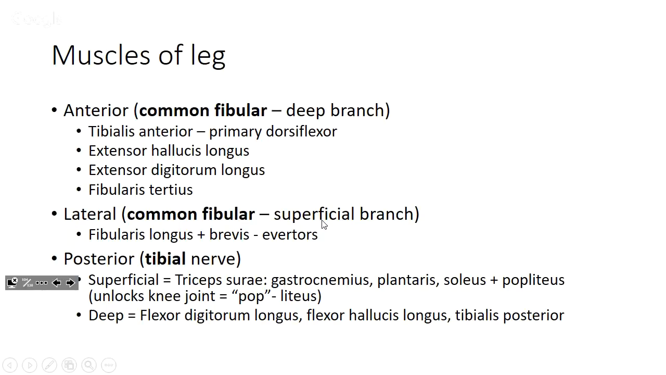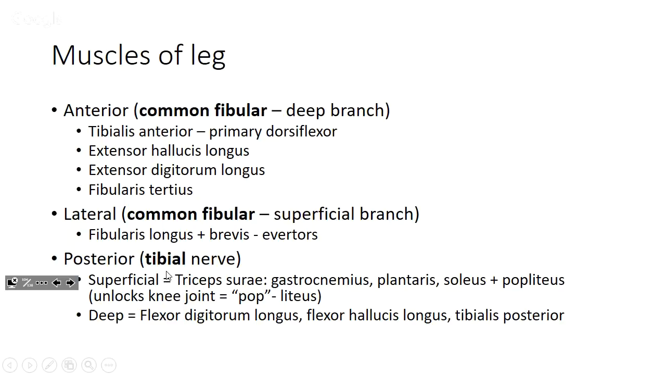Okay, as for the leg, you just think of 3 compartments again. So anterior, lateral, and posterior. In the anterior, you've got the common fibular nerve, and you remember I was saying it divides into 2 branches. So the deep branch goes to the anterior compartment. The superficial branch goes to the lateral compartment and supplies the everters.